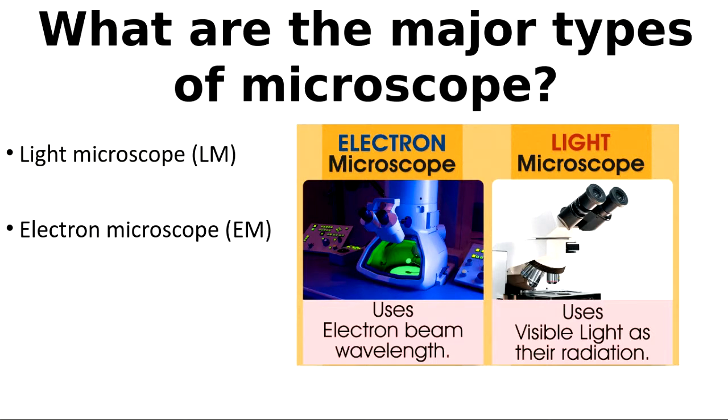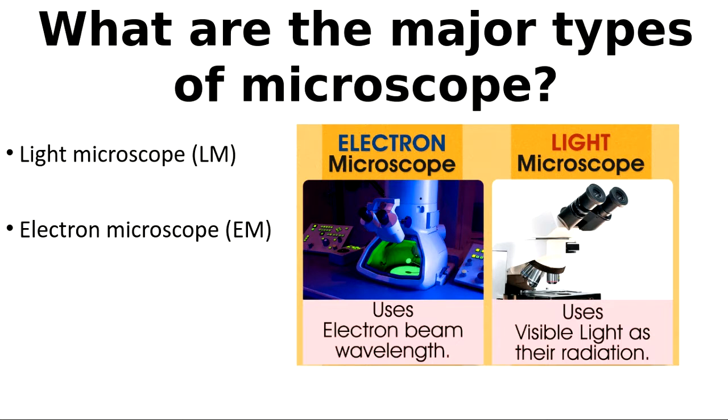Do we need this lecture? Yes, it is important, and these questions can be asked in the exam. We can ask, what are the major types of microscope? There are two: light microscope and electron microscope. These are the two major types. Light microscope uses visible light. The electron microscope uses electron beam wavelength.